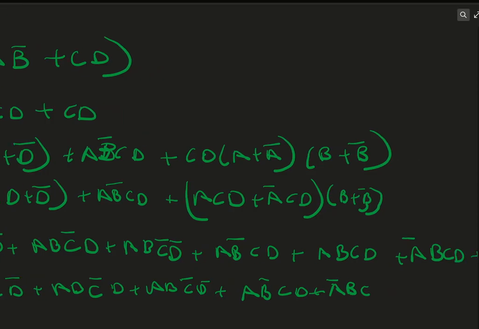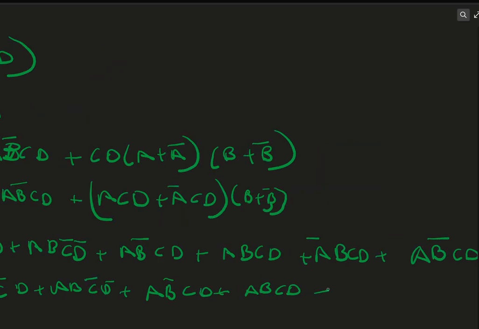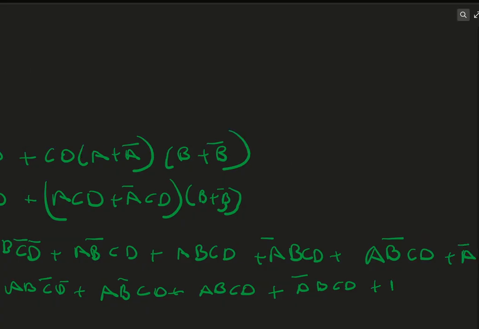So we have A B C D, A prime B C D, A prime B prime C D.